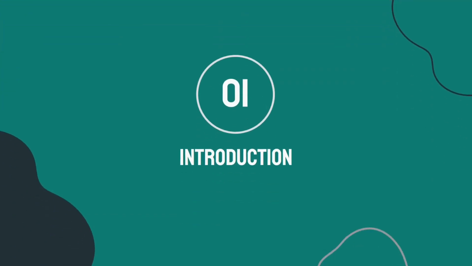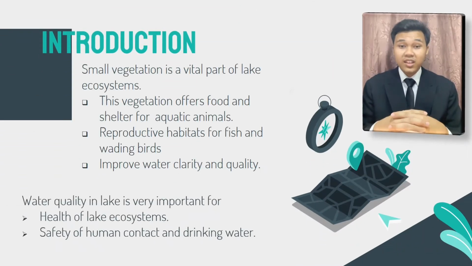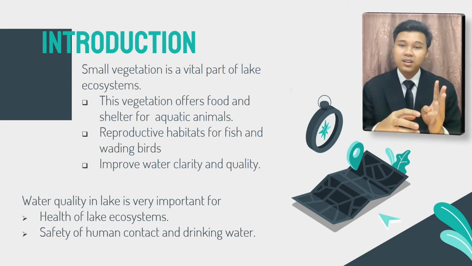Firstly, about the introduction of the project. Small vegetation or aquatic vegetation, which is generally present in shallow region, is a vital part of lake ecosystem. This vegetation offers food and shelter for aquatic animals. Second, reproductive habitat for fish and wading bird. And third, improve water clarity and quality.